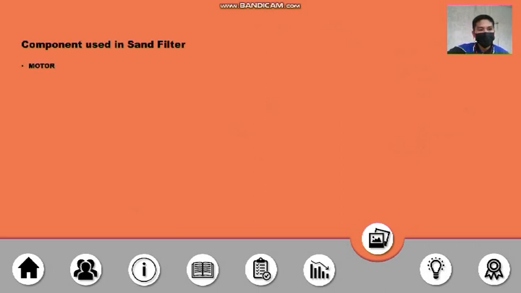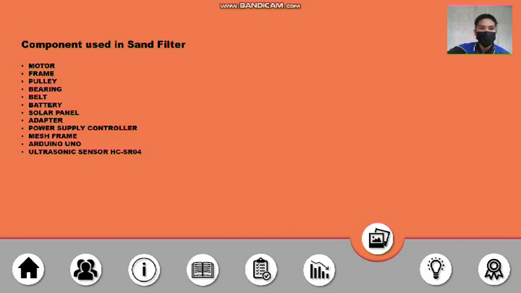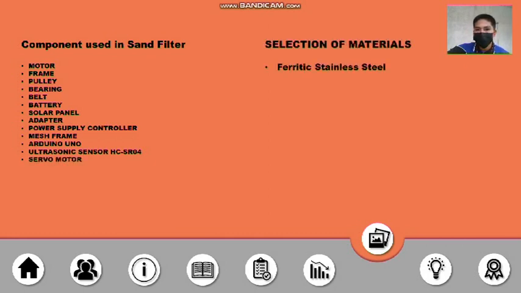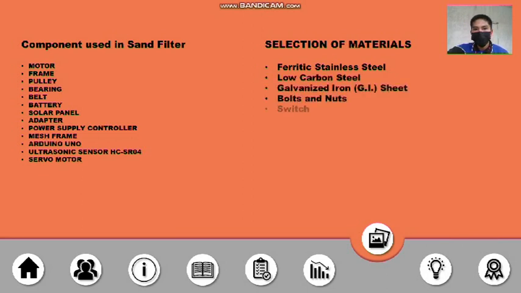Components used in the sand filter: motor, frame, pulley, bearing, belt, battery, solar panel, adapter, power supply controller, mesh frame, Arduino Uno, ultrasonic sensor, servo motor. The selection of materials is ferritic stainless steel, low carbon steel, galvanized iron, GI sheet, bolts and nuts, switch, and the other equipment is the welding machine.